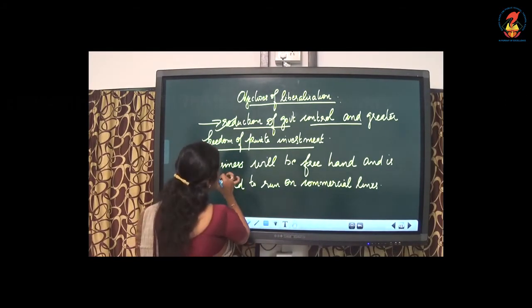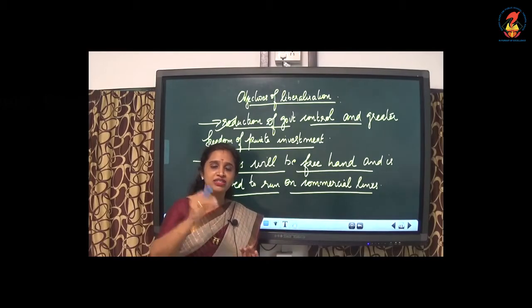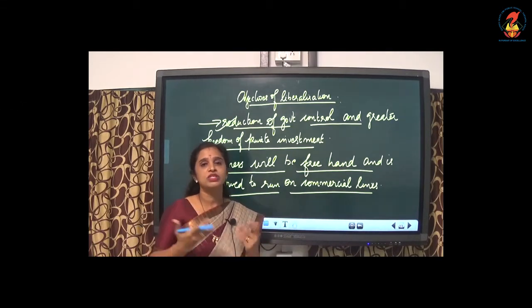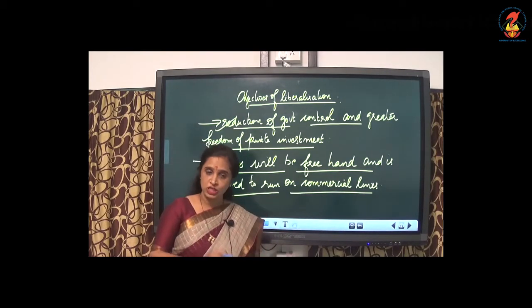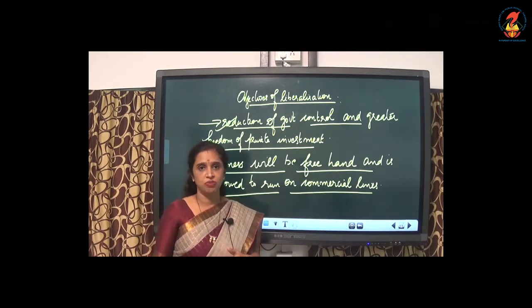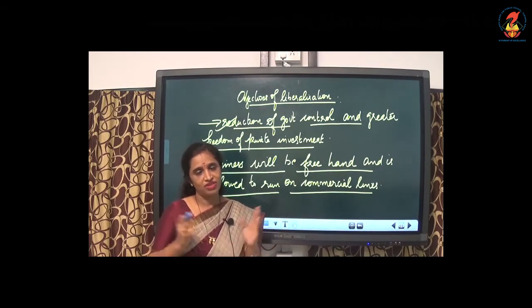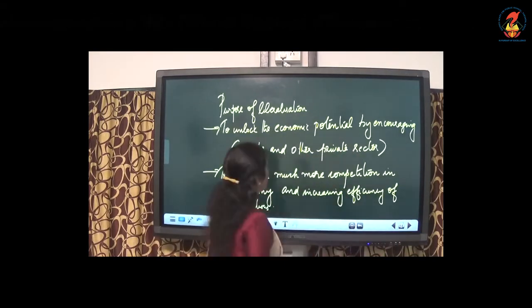Now the next one is that business will have a free hand and be allowed to run on commercial lines. What do you mean by that? Business has to run on commercial lines. In fact it means all kinds of imports and exports have to be encouraged. How does a business function on commercial lines? With the help of money flowing inside as well as outside. That means both export as well as import have to take place. No restrictions like quota or tariff should be there. Everything has to be removed. That was the main objective of liberalization.